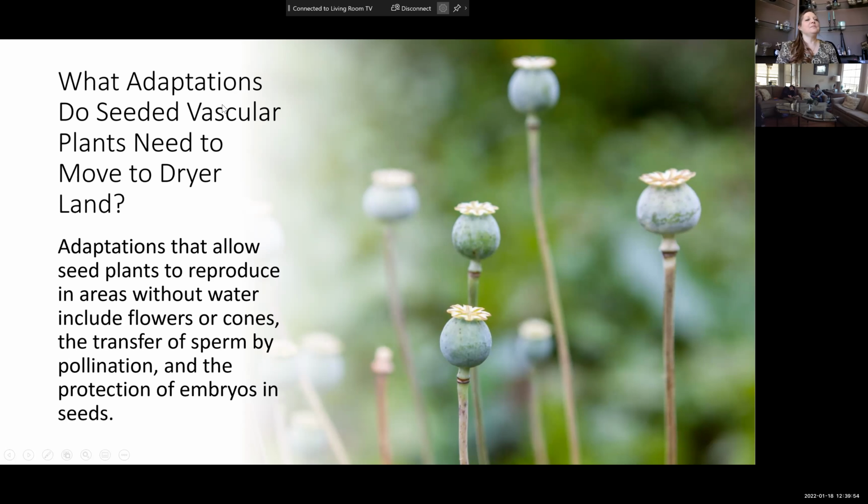So what adaptations do seeded vascular plants need to move to drier land? Adaptations that allow seed plants to reproduce in areas without water include flowers or cones that transfer the sperm by pollination and protection of embryos in the seeds.